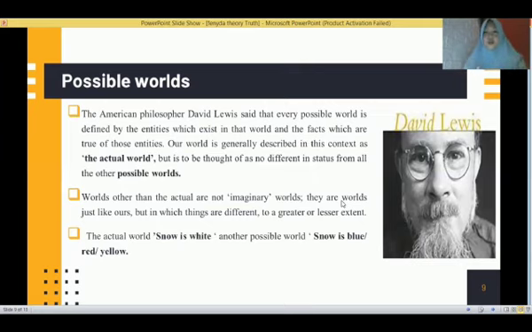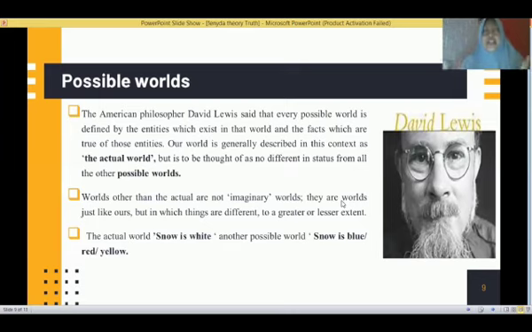Our world is the actual world, and maybe there are possible worlds. There are possible worlds other than the actual one, and they are not imaginary. They are just like ours, but in which things are different to a greater or lesser extent. So, for example, in our actual world, snow is white. Maybe in another possible world, snow is red or green or yellow, something like that.